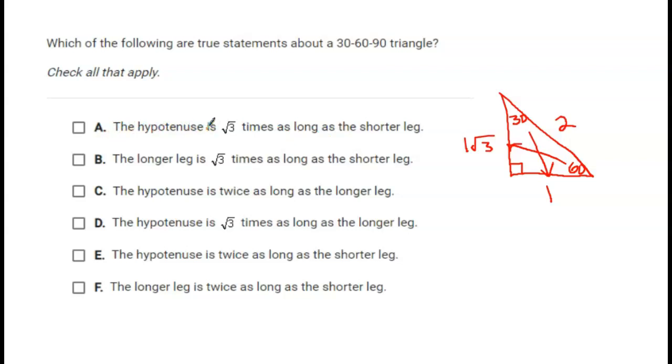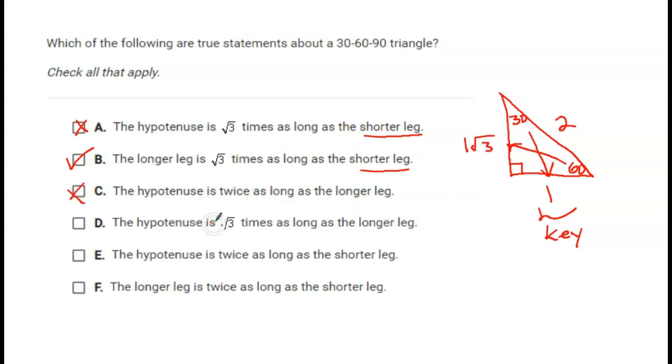It said the hypotenuse, which happens to be the length, which happens to be this side here, is square root of 3 as the shorter. That's not true. Remember, the shorter is always the key. This here is the key. So all of them will be coming to the key. Okay, the longer leg. So yes, among this 30 and 60, the 60 is the longer leg. So the longer leg is square root of 3 times the shorter, which is true. The hypotenuse is twice the longer. That's not true. The hypotenuse and the longer don't have a relationship. So this is not true.